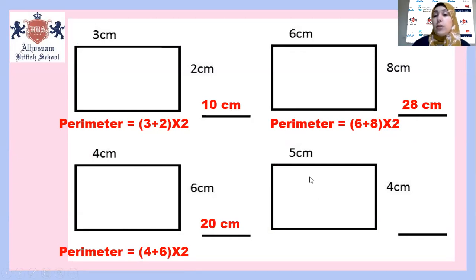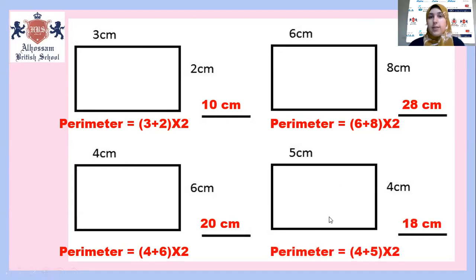And the last one, 5 and 4. So add them, will get you a 9, and multiply the 9 by 2 will get you an 18 centimeter. That's how we calculate the perimeter of a square and a rectangle. Okay, you have to memorize and keep the rules so hard.